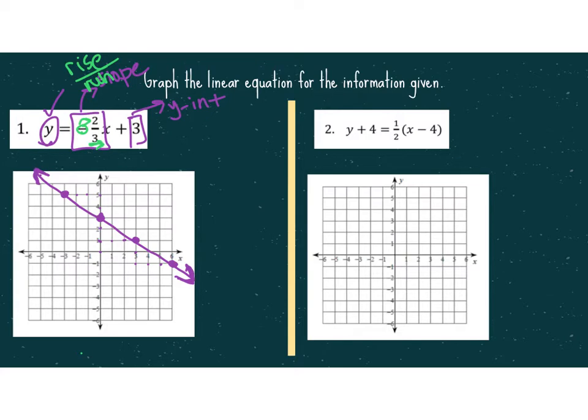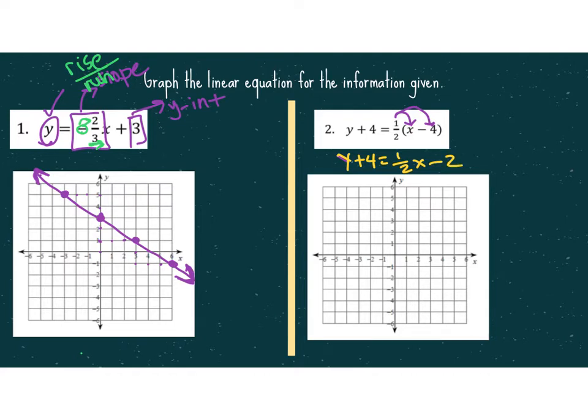All right, let's take a look at number 2. In number 2, I have y plus 4 is equal to 1/2 times x minus 4. The first thing I recognize is that this is not in slope-intercept form, so I have to take care of that part first. So I'm going to distribute this 1/2. It's going to go to both of those. That gives me y plus 4 is equal to 1/2 x, and then half of 4 is 2, so minus 2.